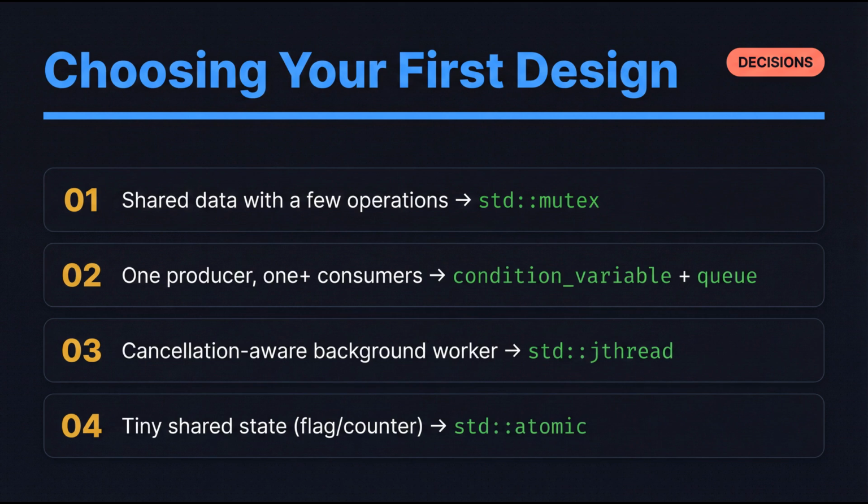Cancellation-aware background worker: prefer jthread. It joins on destruction and supports cooperative cancellation through stop token. Tiny shared state like a flag or counter: consider std::atomic. Pick the simplest primitive that fits your access pattern.